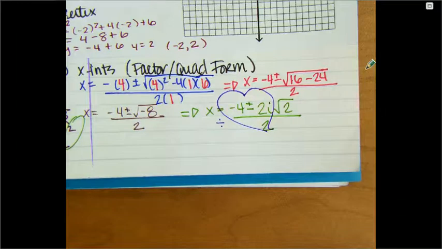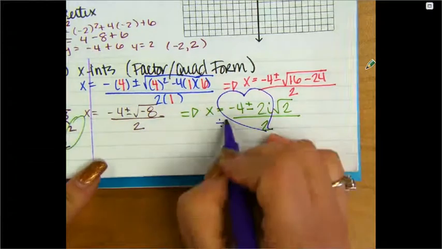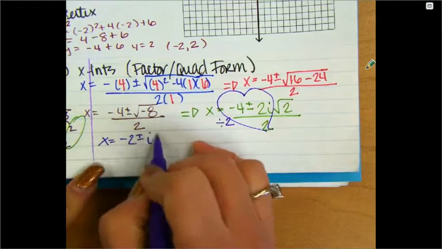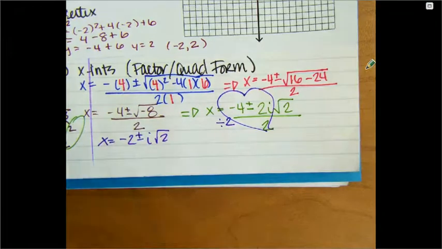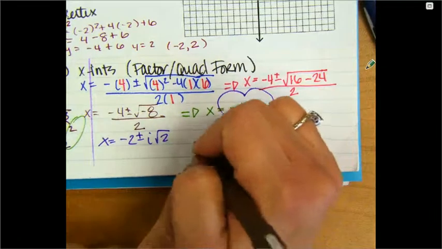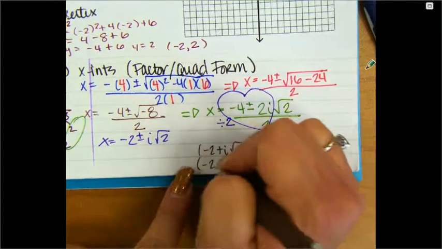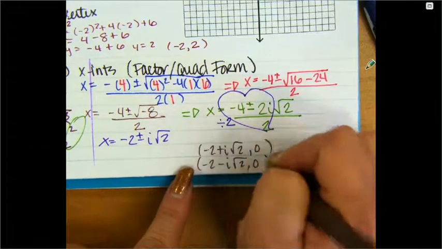But like, this is what I did. Like when I split it up, I'll show you. Ready? Here we go. We're going to divide by 2. We're going to go ahead and get x equals negative 2 plus or minus i radical 2. When I split it up into an x-intercept, watch the magic. You're only going to write negative 2 plus i radical 2 comma 0, negative 2 minus i radical 2 comma 0. Don't get yourself lost.